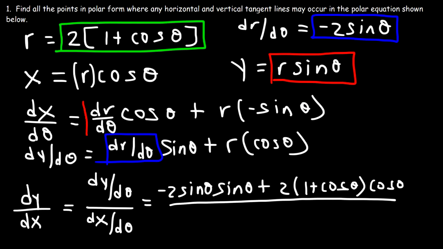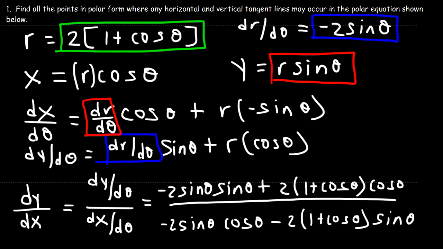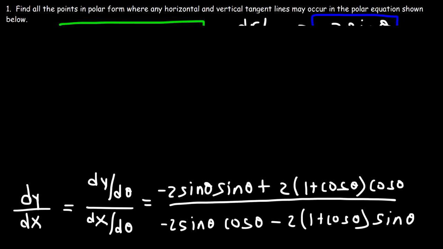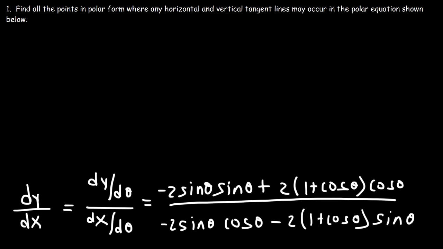So we have dr/dθ again, which is negative 2 sin θ, and then times cos θ, plus, or rather minus, because of that negative sign, r, so 2 times 1 plus cosine, and then we have sin θ. So now that we have a general expression for dy/dx, we can find the location of the tangent lines.